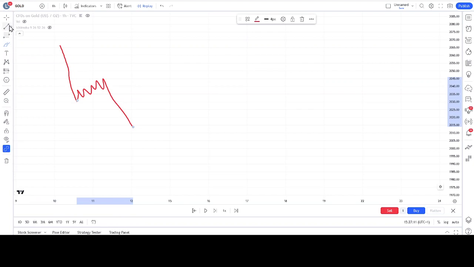In this flag pattern, you can see the sharp move, which is called the flagpole, and then you have the flag, which is the consolidation phase. And then once the flag consolidates, it usually breaks down in the same direction as the sharp move, and hence it is called a continuation pattern. So it will continue in the direction of the initial sharp move.